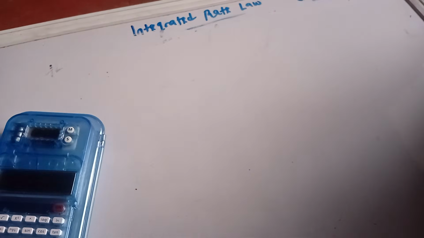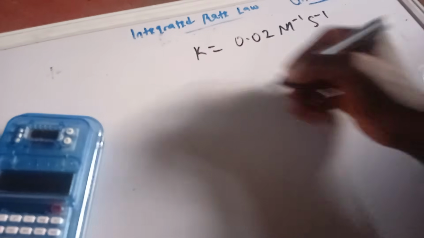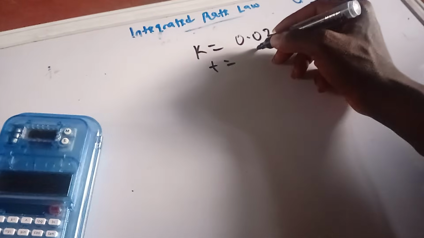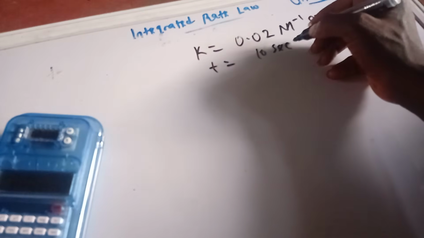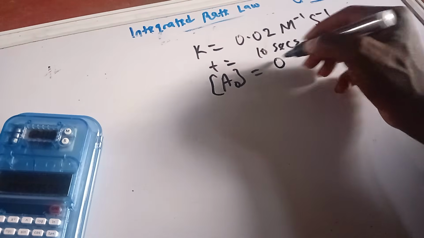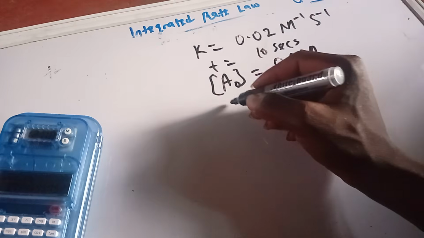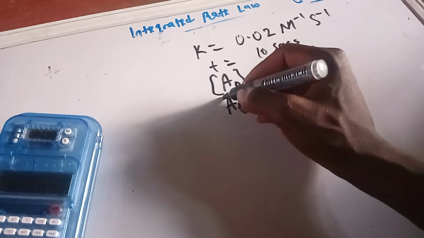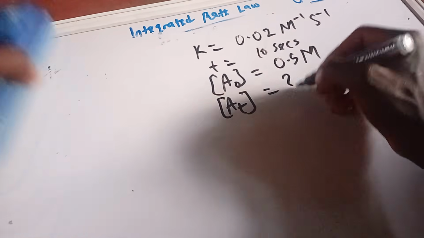Now for second order, let's say k equals 0.02 per M per s. Yes, this is the unit for second order. And our t equals 10 seconds, and our initial concentration equals 0.5 mol per dm cubed, and we are asked to find the concentration at a particular time t.